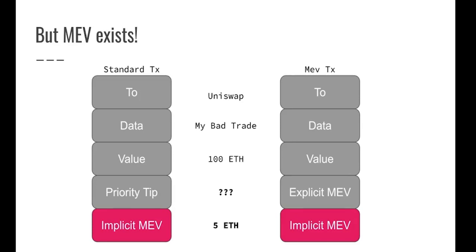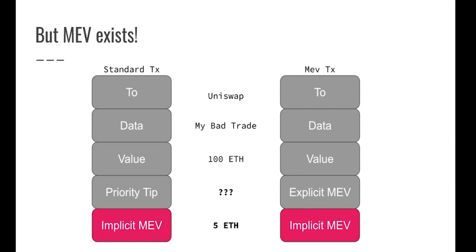When I interact with Uniswap, if I'm doing a large trade with high slippage, there's a ton of MEV generated. So if I'm doing 100 ETH on a bad trade in Uniswap, I might be generating 5 ETH of MEV, just implicit in the trade that I want to do. And that's my right as a user. I can burn my money to the ground if I want to.